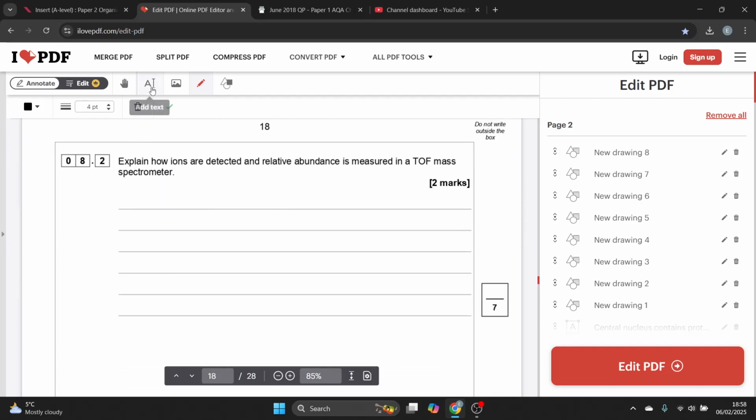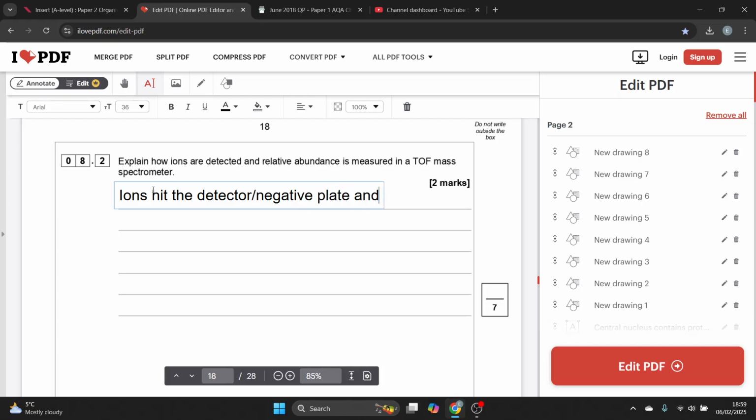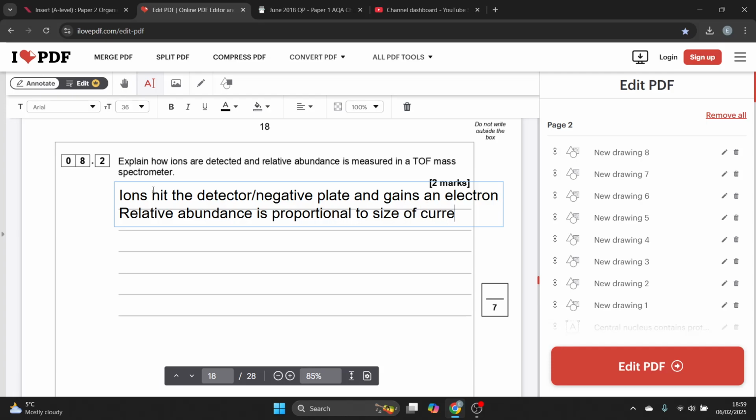Explain how ions are detected and relative abundance is measured in a time of flight mass spectrometer. Ions hit the detector, a negative plate, and gain an electron. Relative abundance is proportional to the size of the current.